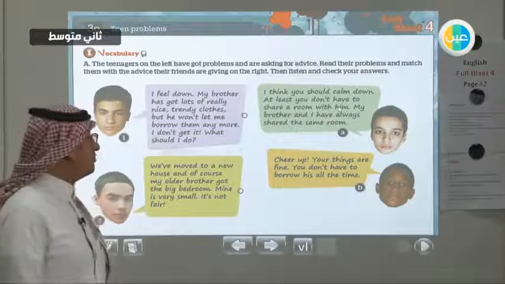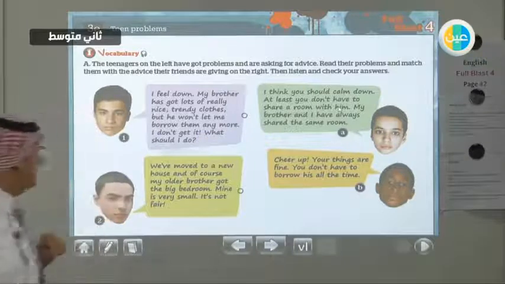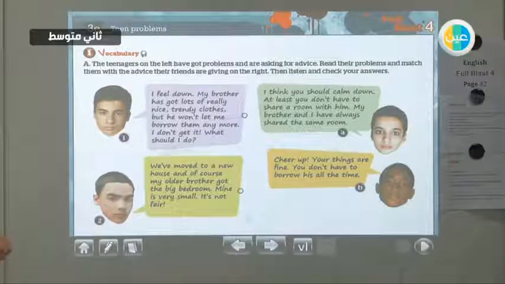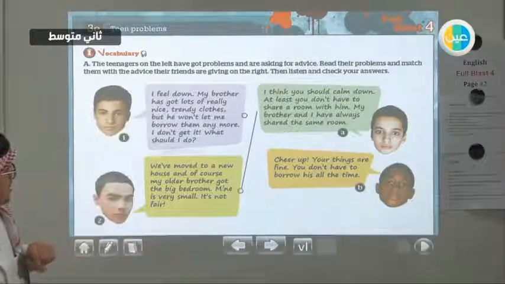Okay, you agree that it's suitable for boy 2? Yes, I agree with you. So let's match and see, okay? Yes, okay, we have the correct answer here. Let's listen to the second advice.